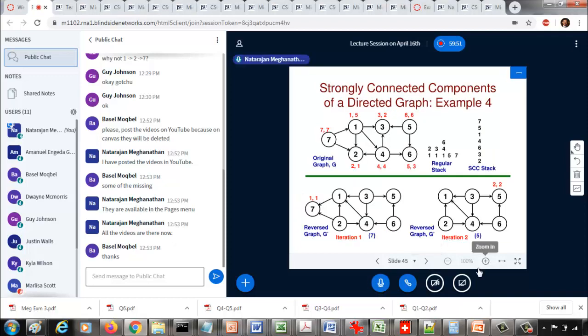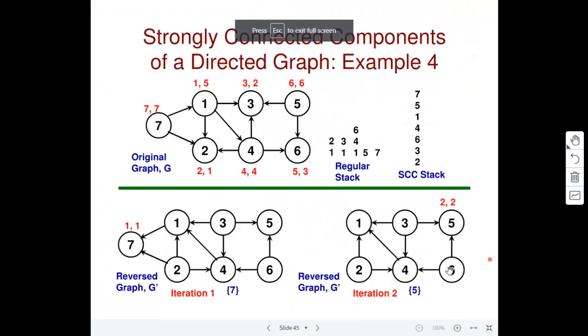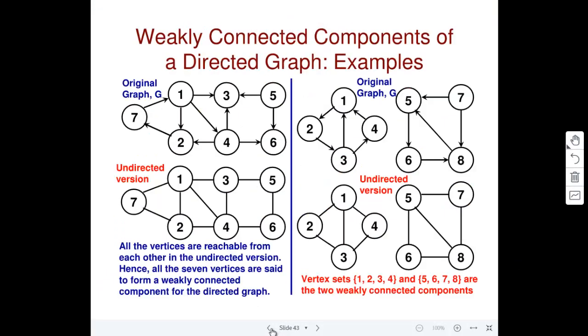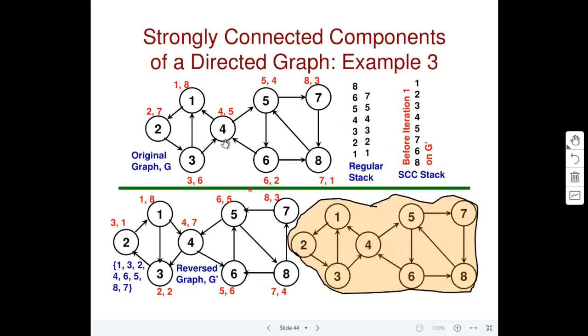Okay, so we have two more examples. So let us look at these examples quickly.